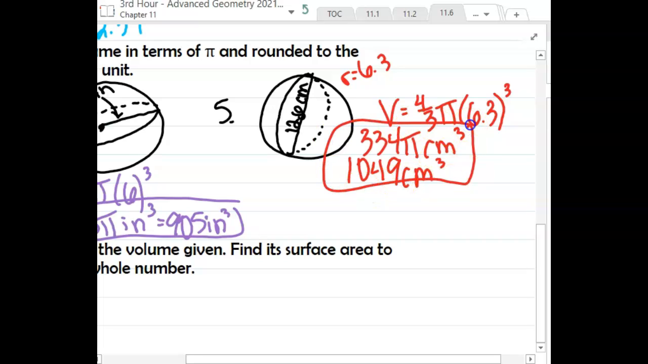Depending on how and when you round, your answers may be off by a number or two. I had somebody last class on 1047. As long as you're close.